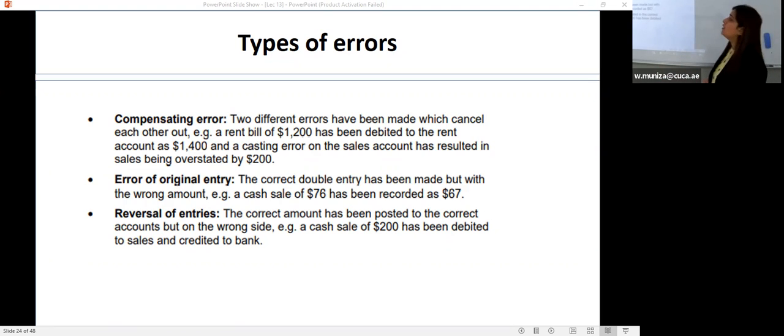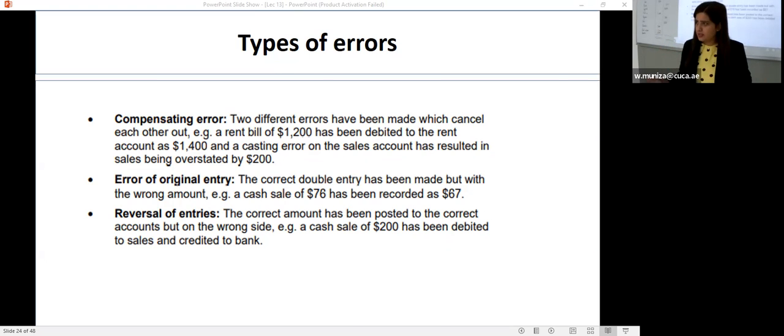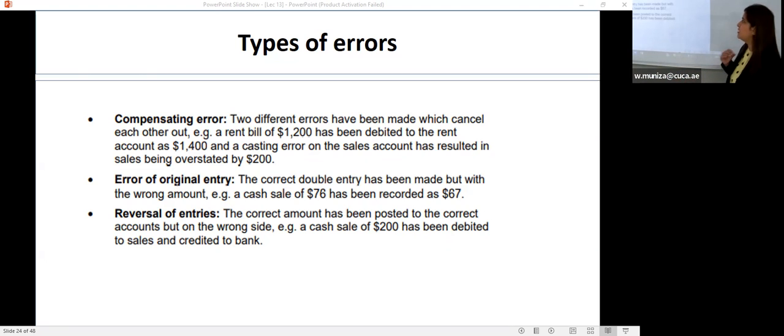Then we have error of original entry. The correct double entry has been made, but with the wrong amount. Now the accounting entry is correct, but the amount which we have written is wrong. Say for example, you have made the cash sales. The accounting entry is debit cash, credit sales. This accounting entry is correct, but the cash sales happened for $100 and you have made the accounting entry for $200 in both the sides of an accounting entry. So that is the error of original entry, where original entry is the correct one, but the amount which has been recorded on both the sides is the wrong one. So they say the correct double entry has been made, but with the wrong amount. That is, cash sale of $76 has been recorded as $67.